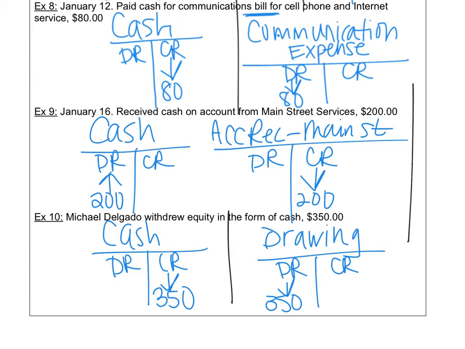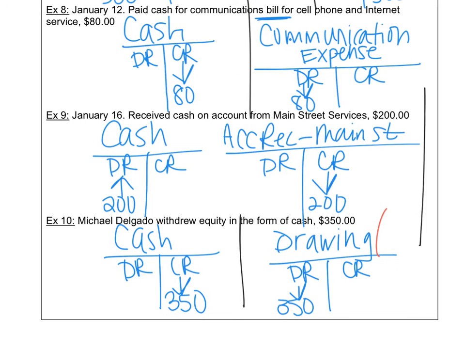And then out here to the side of drawing, just make a note that any time you have a withdrawal, you're going to use the drawing account. So anytime you withdraw something, you're going to use the drawing account to record that. All right, go ahead and get out your work togethers.